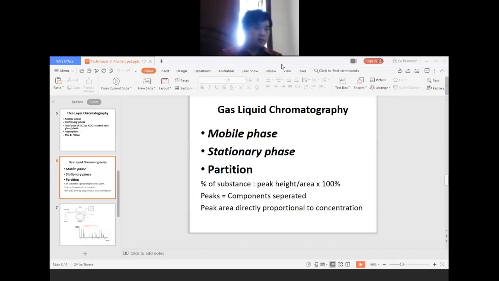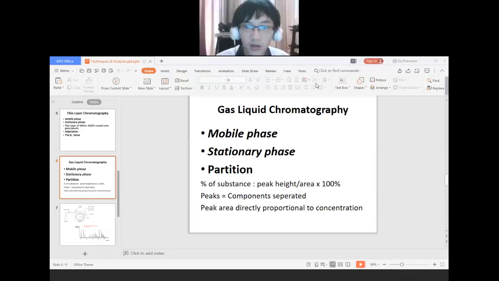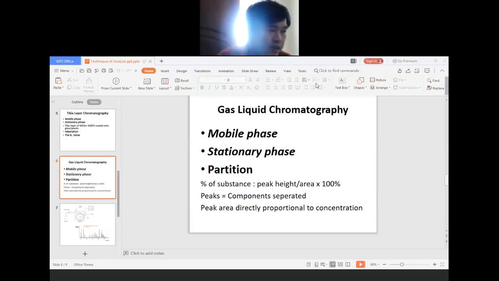So there are constant variables. That variable has to be constant. Is the flow rate... Sorry, sir, I did not hear that before. There are some factors that need to be constant. It is the flow rate in here, in the diagram, this one.